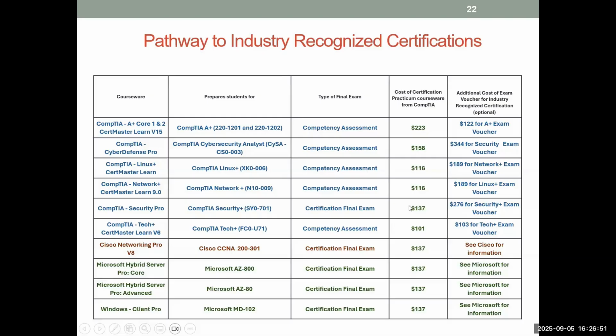This is what you'll pay for the class, and this is what you would pay for the additional actual industry recognized certifications. I don't have specific information for Cisco or Microsoft, but I'm happy to try and find that for any of you who are taking those. Let me stop right there and see if anybody has any questions.